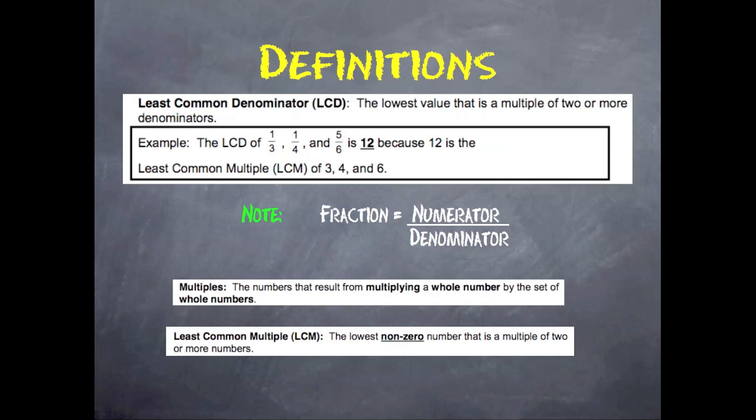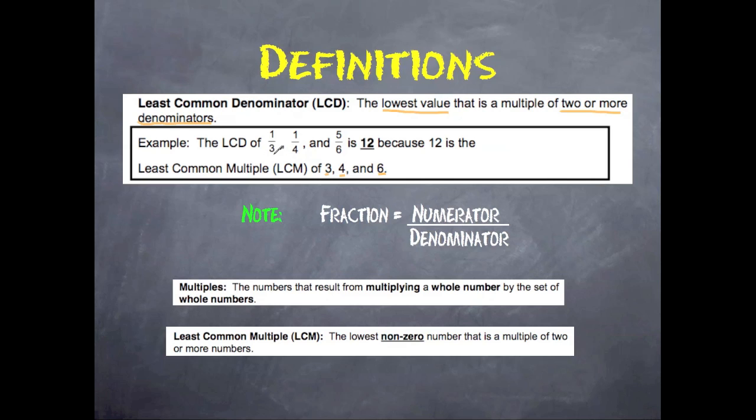Alright, so that's a lot of definitions. Let's go over some of them. So, like we said, the least common denominator is the lowest value that's a multiple of two or more denominators. It's two or more because we need numbers to compare. So in this example, it says the least common denominator of 1/3, 1/4, and 5/6 is 12, because 12 is the least common multiple of 3, 4, and 6.